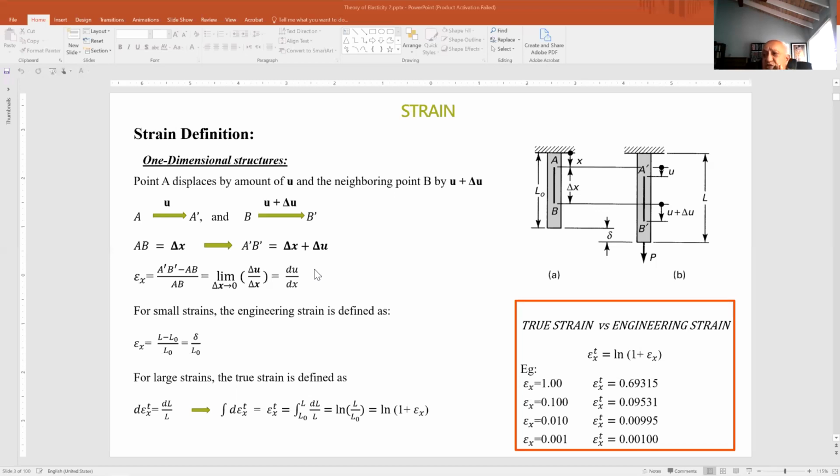This is the definition of the small strain, or the definition of engineering strain, when initial length and final length are very close to each other. In these cases, epsilon x, or the strain, would be in the range of 0.001 or 0.01 maximum in the majority of cases of elastic deformation. Very small number, small strain problems.